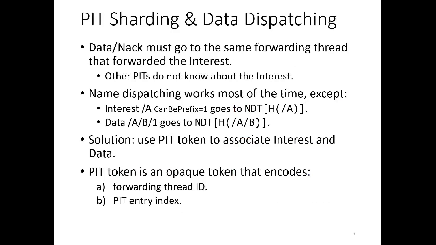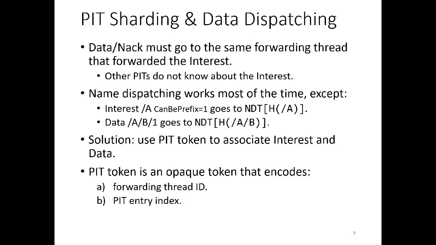Normally, I could use the same name dispatching algorithm, but there is a corner case where name dispatching stops working, because in NDN there is a prefix match. Suppose I have an interest name /A, just one component, with the prefix match. That interest will go to the NDT entry determined by the hash of /A. But when the data comes back, the data name is /A/B/1. It will go to the forwarding thread found in the NDT entry of the hash value of /A/B. And these two NDT entries could point to different forwarding threads, and then name dispatching no longer works in this case.